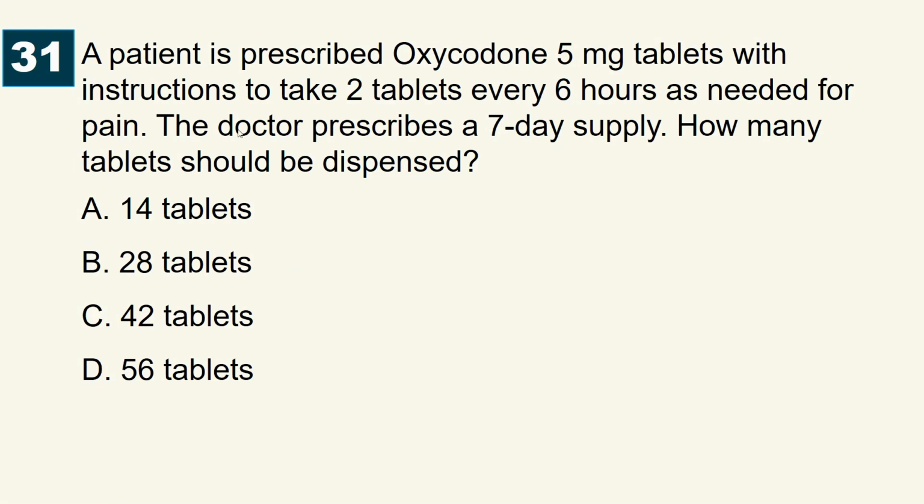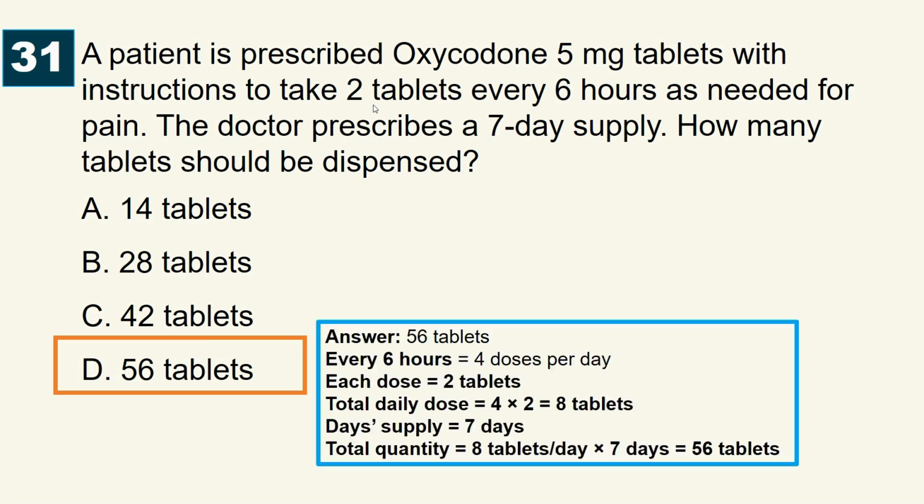Here the question is asking 2 tablets every 6 hours. That means every 6 hours is 4 times a day and 2 tablets each time. So in 24 hours, that would be equal to 8 tablets. For 7 days, that is 7 times 8, 56 tablets.